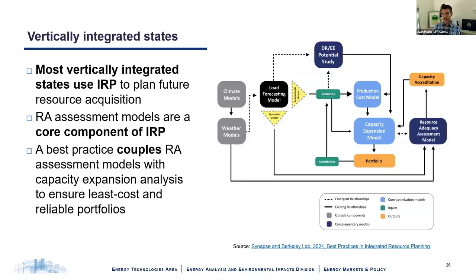Building a little on what vertically integrated states do, they require IRP. This diagram on the right from our report from last year shows how things fit together. You can see there is a resource adequacy assessment model that feeds through the capacity accreditation into the capacity expansion model, and there's an iteration where the capacity expansion model produces a least cost expansion portfolio, and the adequacy assessment model makes sure that the portfolio, calculated under deterministic conditions, does meet the probabilistic needs of the system and is at least meeting that minimum target. That coupling and iteration is the best practice to ensure that the IRP process produces an adequate system.